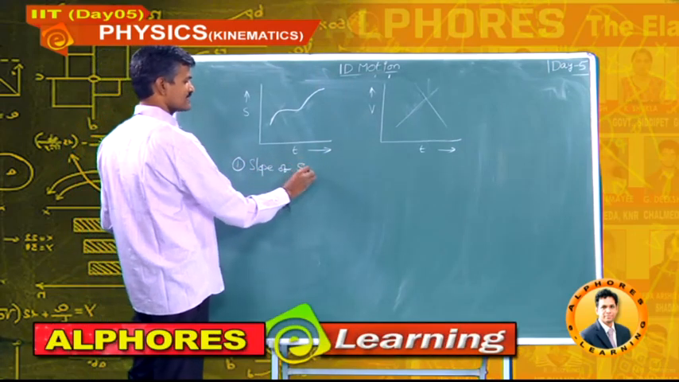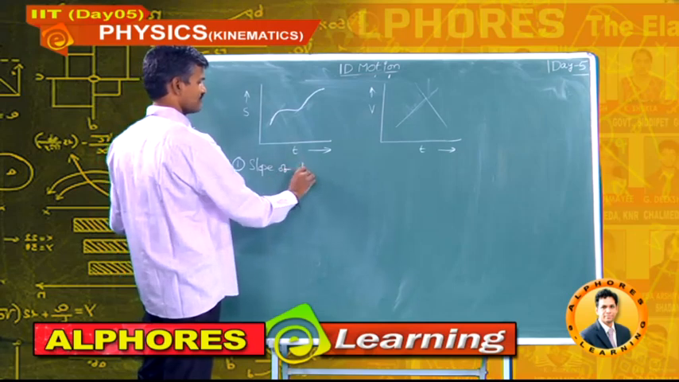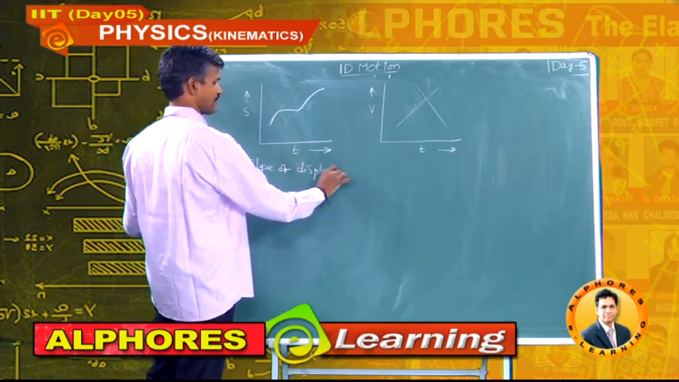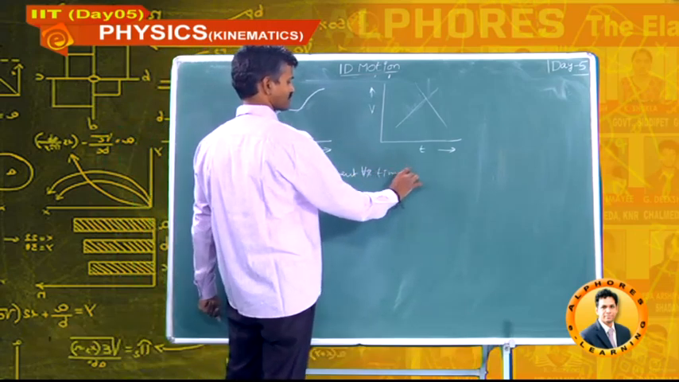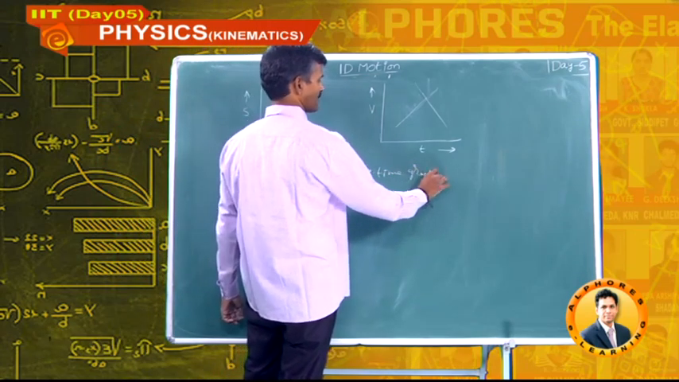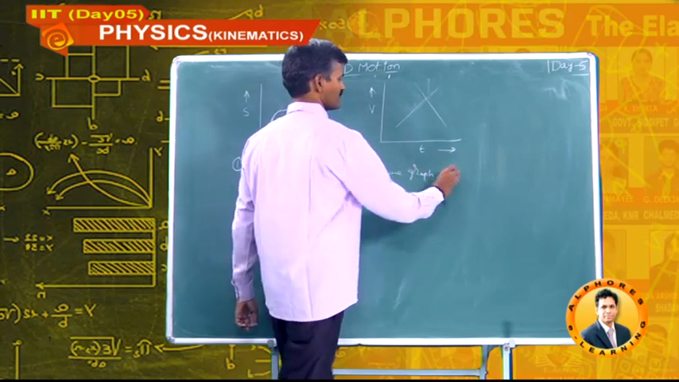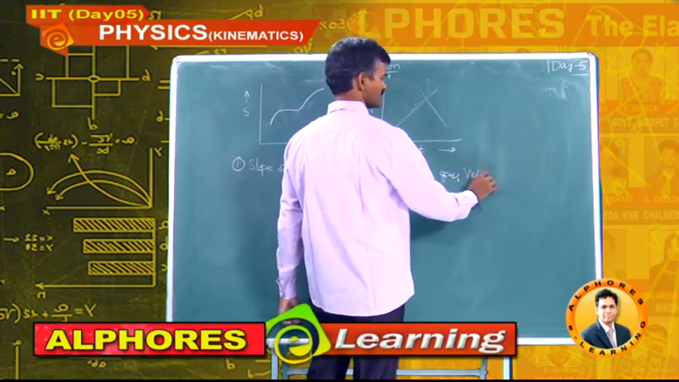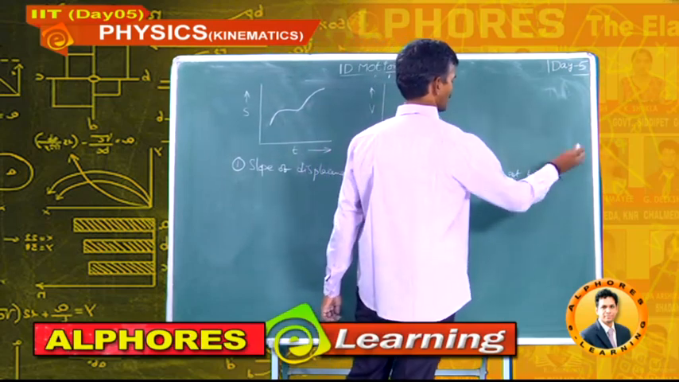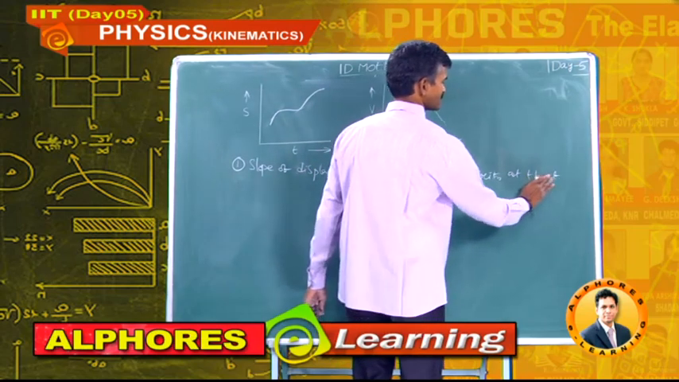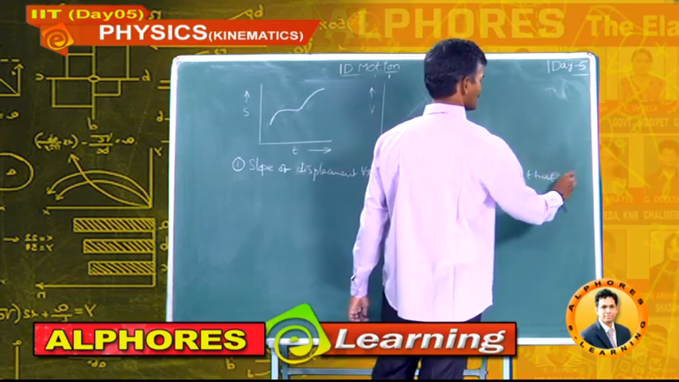of the displacement versus time graph gives velocity at that point.